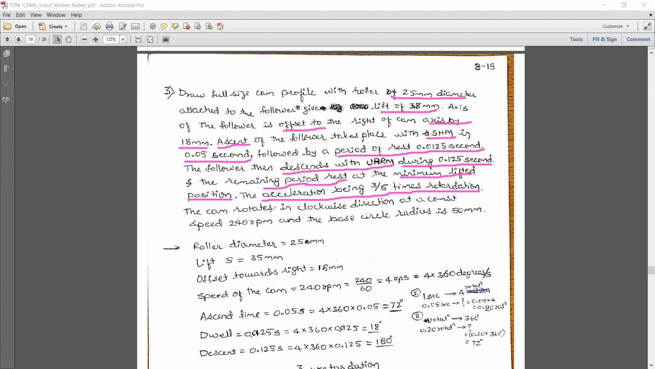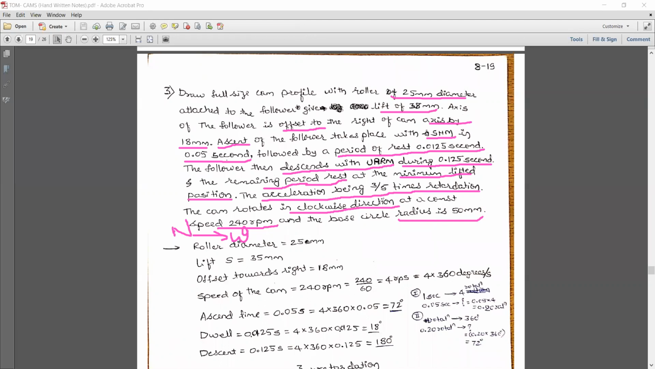Okay. And the cam rotates in the clockwise direction at a constant speed of 240 RPM. That will give you the value of n, and from it the value of omega. And the base circle radius is 50 mm. Clear?